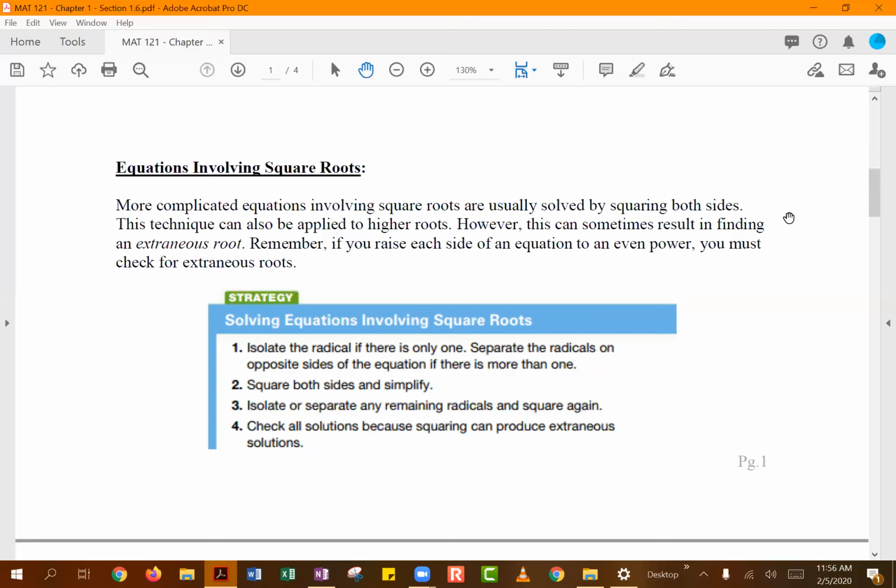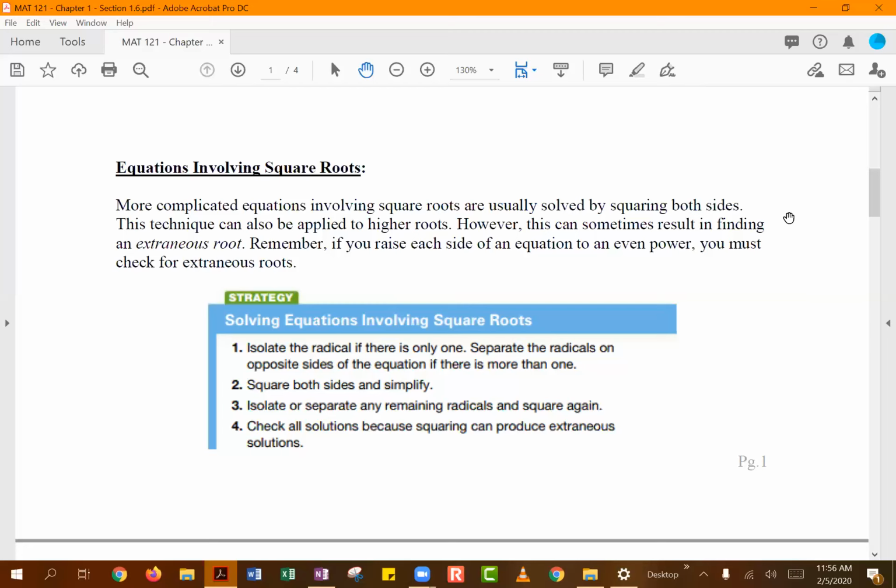So what happens in this case is that we will need to remember to check our answer. Once you get all the solutions, you have to check your answer, because if it's an extra root, obviously we need to leave it outside, right? We need to discard it. We cannot include it as part of our solution set.